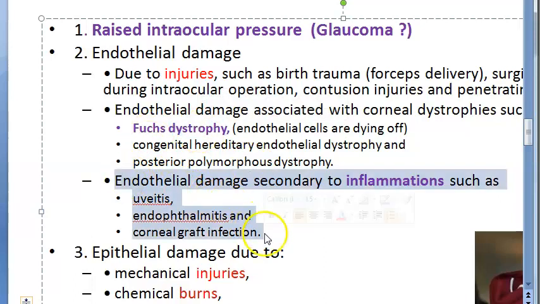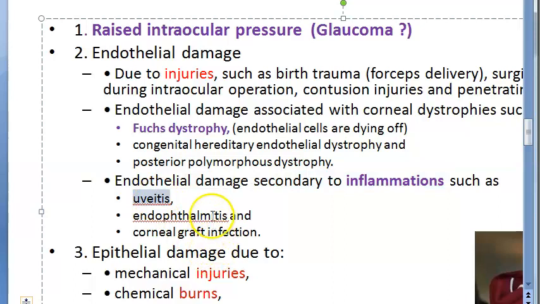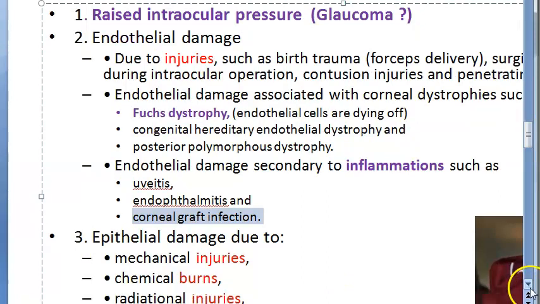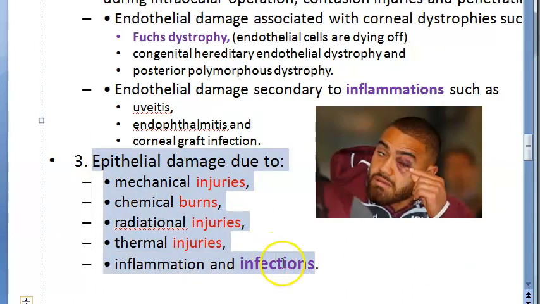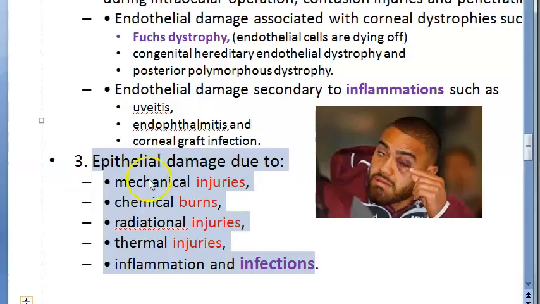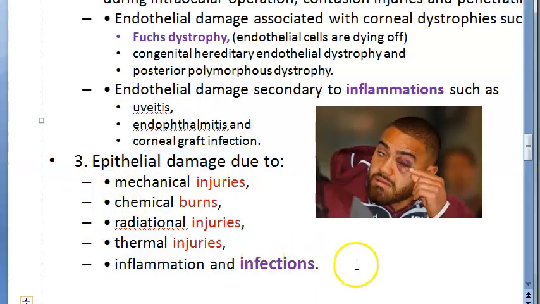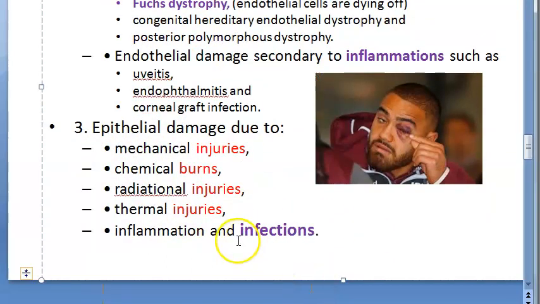Then endothelial damage secondary to inflammations. Because of something happening in some other place, the endothelium is getting damaged here, like uveitis, endophthalmitis, and corneal graft infection. That means somebody got a corneal transplant, and that got infected? Okay. We are dealing with the causes of corneal edema. So we already looked at the main things, intraocular pressure, the other one is endothelial damage. Now let us look at epithelial damage, because injury, burn, and they have just generally mentioned inflammation, infection. Have you seen any infection of the cornea where epithelium is damaged? You saw herpes, right?